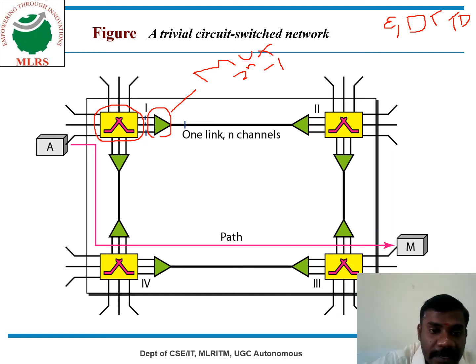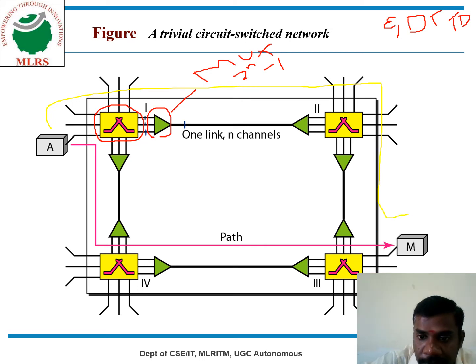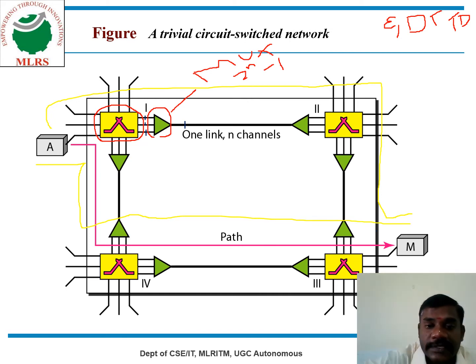Suppose A wants to communicate with M. How many ways are there? There are two ways. Data passes from A to switch 1, then 1 to 2, again 2 to 3, and 3 to M. This is one way. Another way is A to switch 1, then switch 1 to 4, 4 to 3, and 3 to M. So two ways are there.